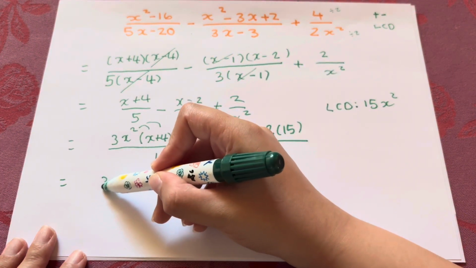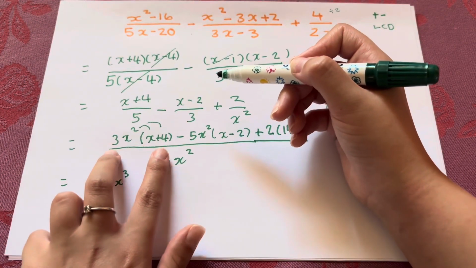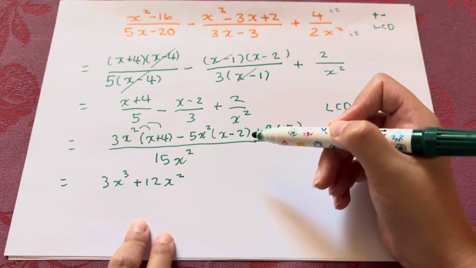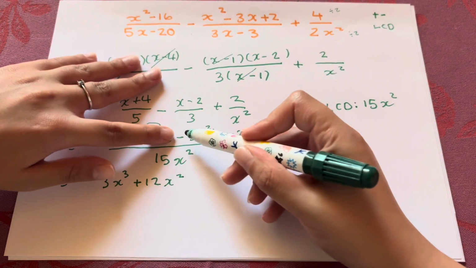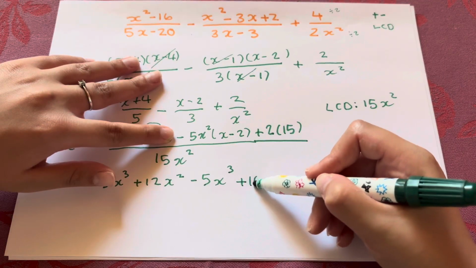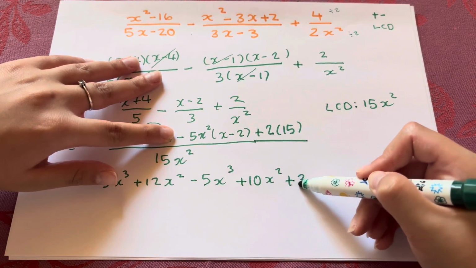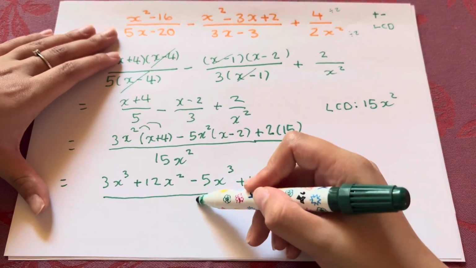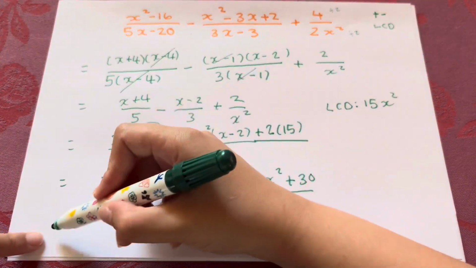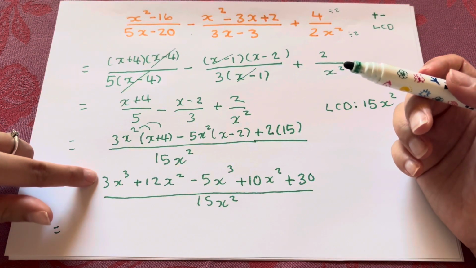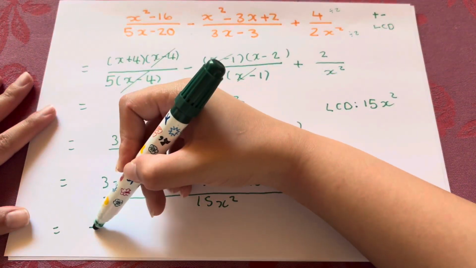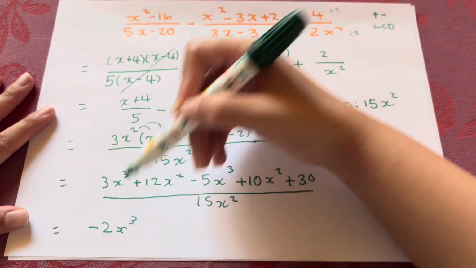3x squared by x is 3x to the power of 3. And this one here, 12x squared. Taking it here as well, distribution: 5x squared times x is minus 5x to the 3, plus 10x to the 2, plus 30, all over 15x to the power of 2. Simplifying your like terms, 3 of these x cubes, and I'm taking 5 of them away. These are the like terms, leaving me with minus 2x to the power of 3.